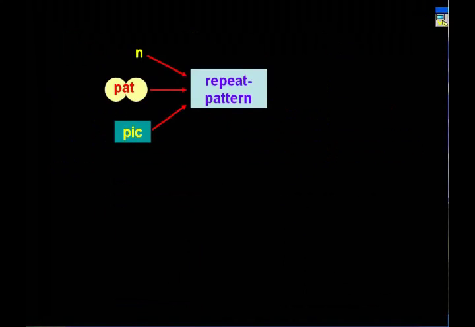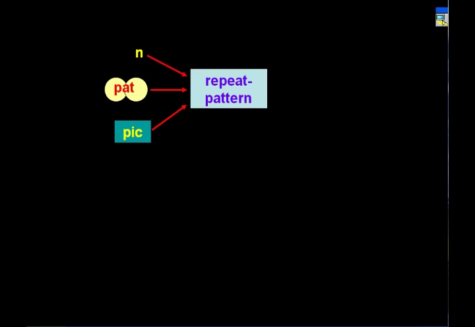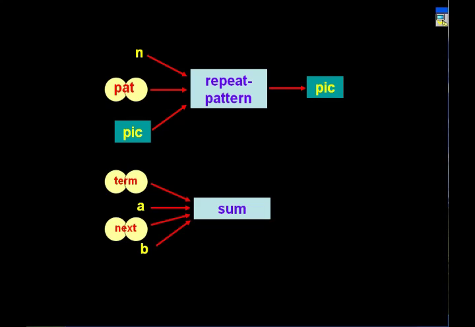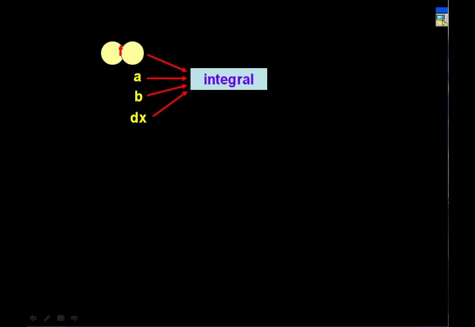Okay. So if you look at this whole example, what you see is this: you have n, which is the number of times to repeat. You put in a pattern. The pattern is a procedure that you apply on the picture, and then you put in a picture. What happens? Out comes a picture, right? This is essentially the signature that you see for this particular procedure. Now, you remember the sum term A next B, right? What comes out? A value, right? So this is another example of what happens in these higher order procedures.